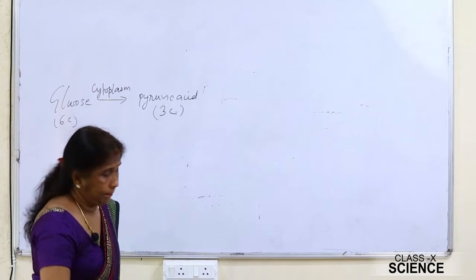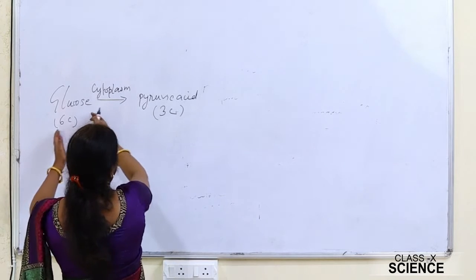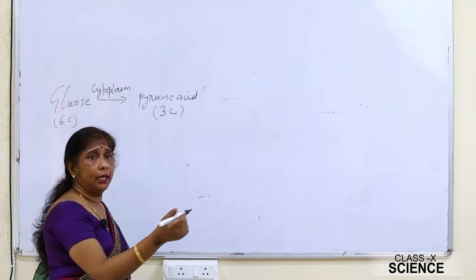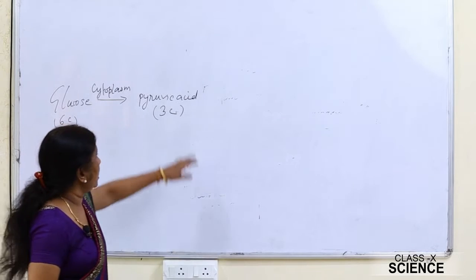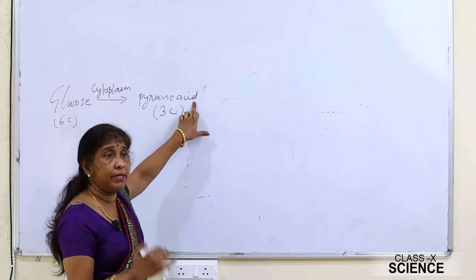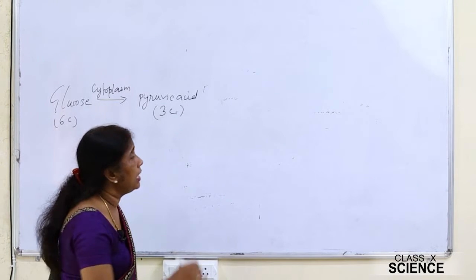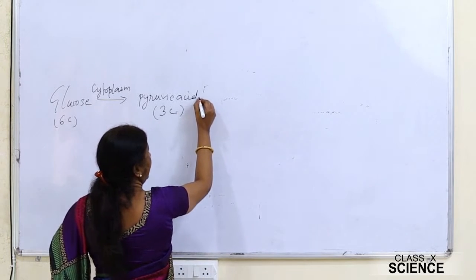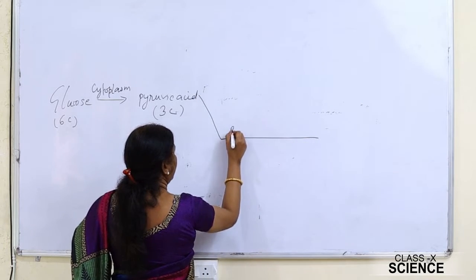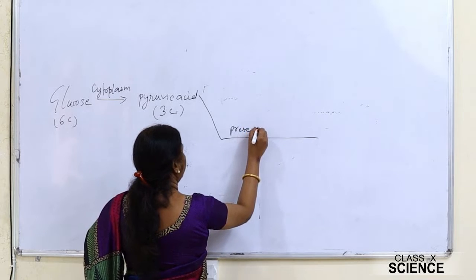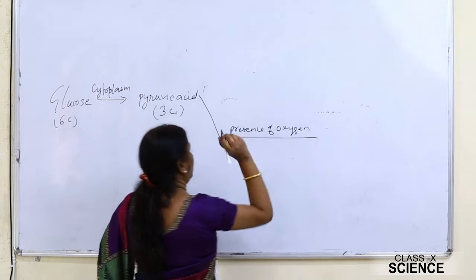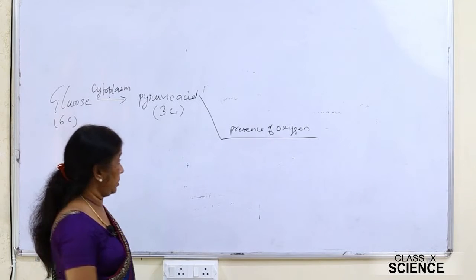Now what happens? After the glucose has been converted into pyruvic acid, there are 2 possibilities. If an organism is respiring in the presence of oxygen, then how will the breakdown of pyruvic acid take place? Just see here, suppose an organism is respiring in the presence of oxygen.